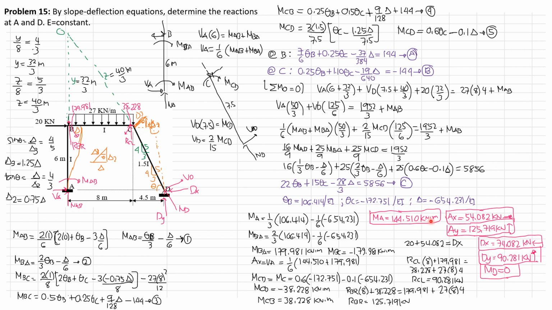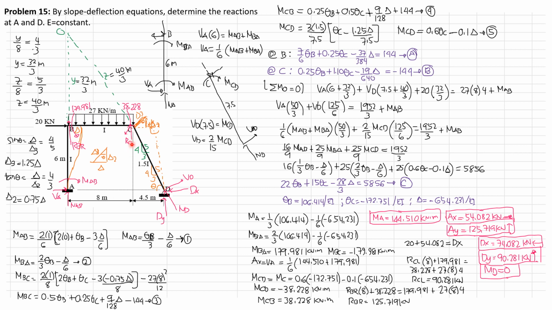Then we compute reactions at D. For simplicity, we just consider the entire system. So summation of forces in X equals 0, 20 plus V_A, or A_X, is equal to D_X. So D_X is 74.082 kilonewtons leftward. Likewise, D_Y is also R_C left.